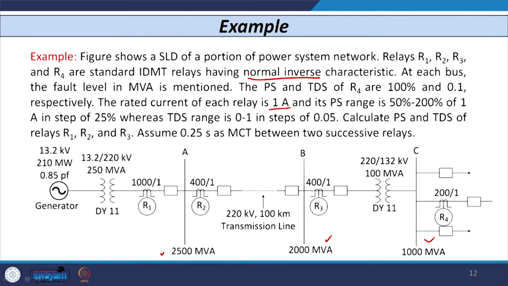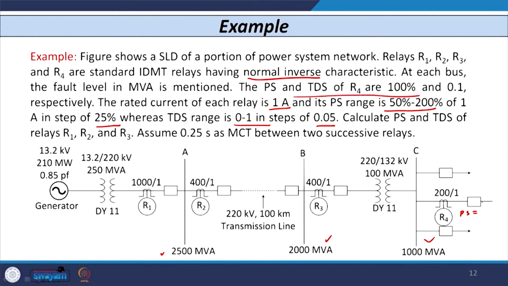So, the relay rated current of all relays R1 to R4 is 1 ampere, and the plug setting range is from 50 to 200% of rated current in steps of 25%, whereas the time dial setting range is 0 to 1 second in steps of 0.05 second. And the plug setting and time dial setting of relay R4 is given. So, we can say that the plug setting of relay R4 is 100%.